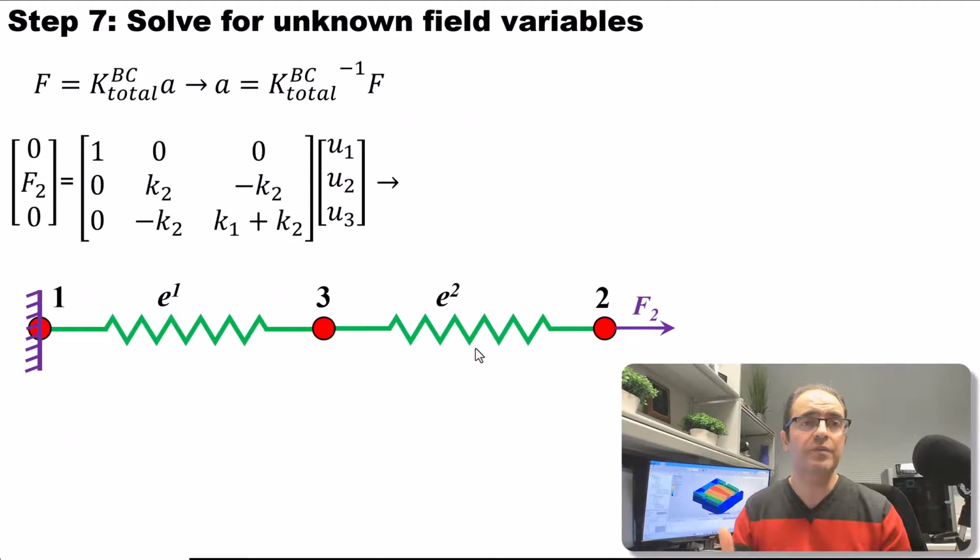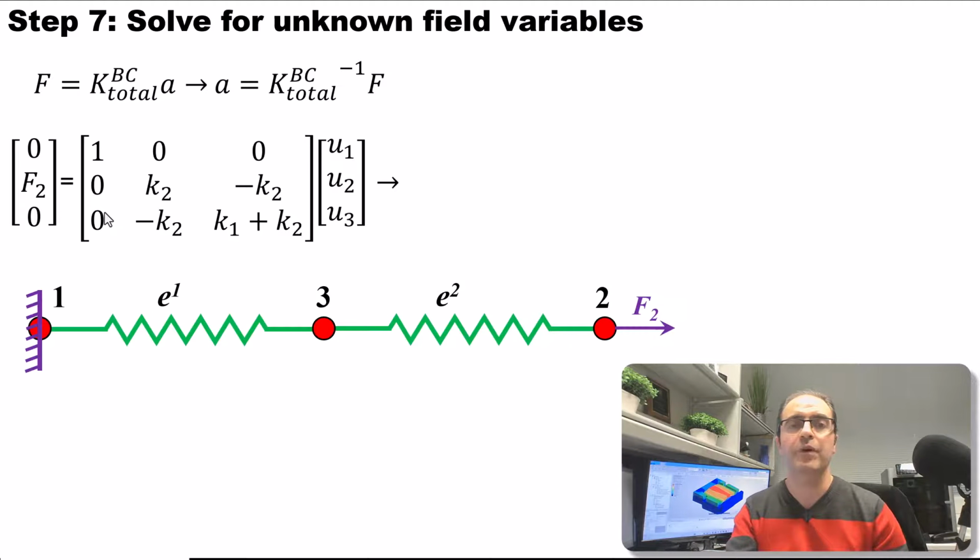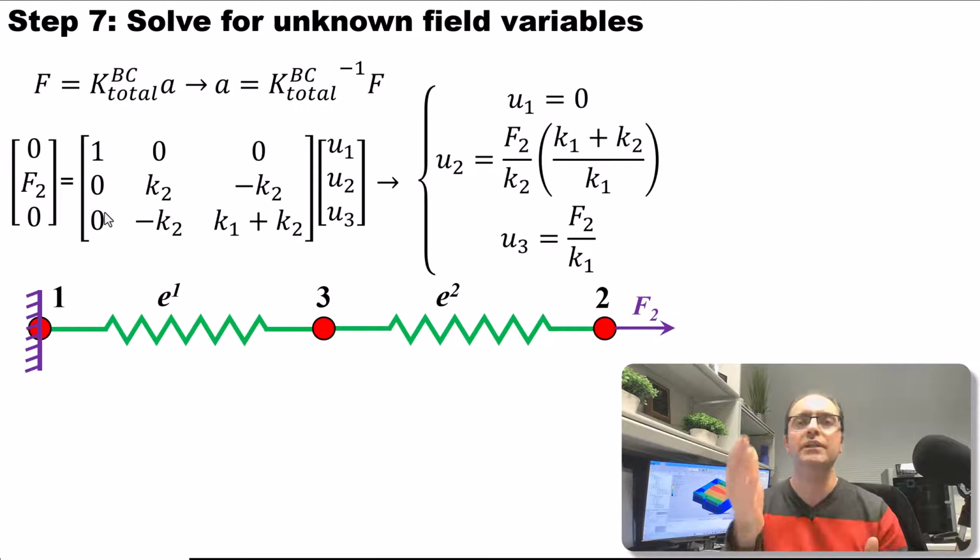Now we're going to go to step 7. In step 7, we solve the characteristic formula that now has been edited by applying the boundary conditions and also by applying the external forces. This is the new equation. As you can see, F is equal to K total BC times A, and A is equal to inverse of the new stiffness matrix times F. If you solve this equation, you will get u1 equal to 0, and u2 and u3 are also given. u1 equal to 0 is coming directly from the boundary condition. We didn't have to really calculate it, but it is still there.